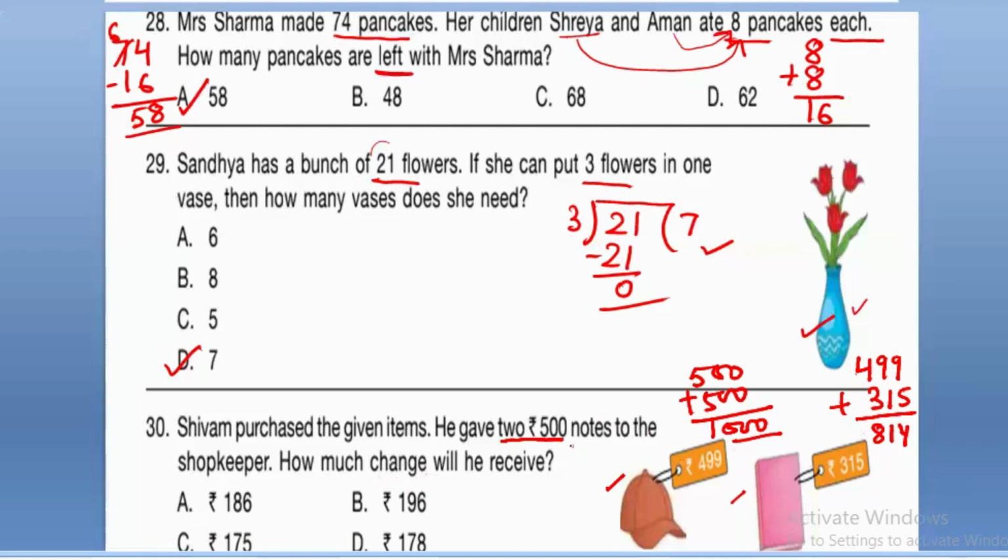So what we need to do is subtract 814 from 1000. So what are we getting after subtracting 814 from 1000? 10 minus 4 is 6, 9 minus 1 is 8, and again 9 minus 8 is 1. We are getting 186 rupees, which is our option number A.